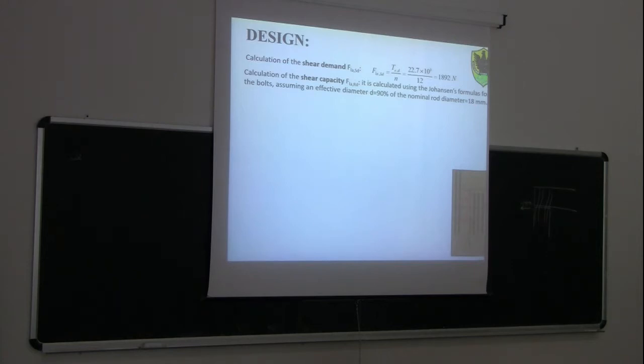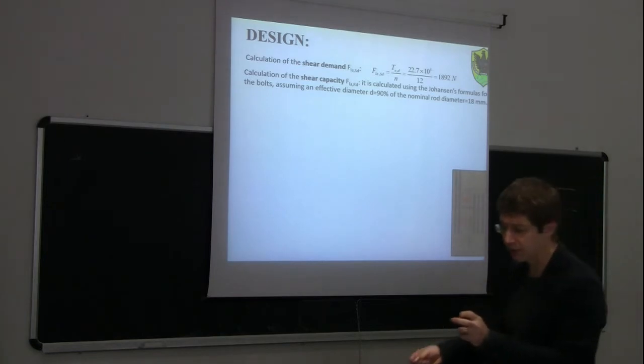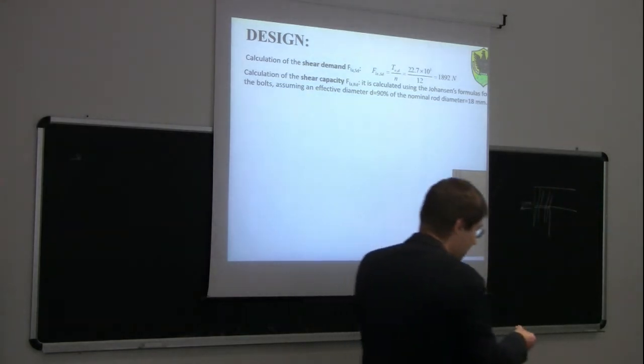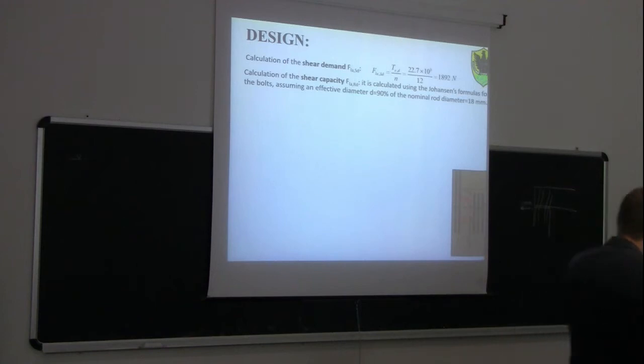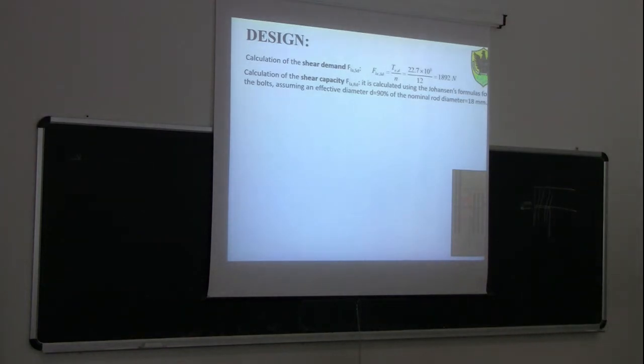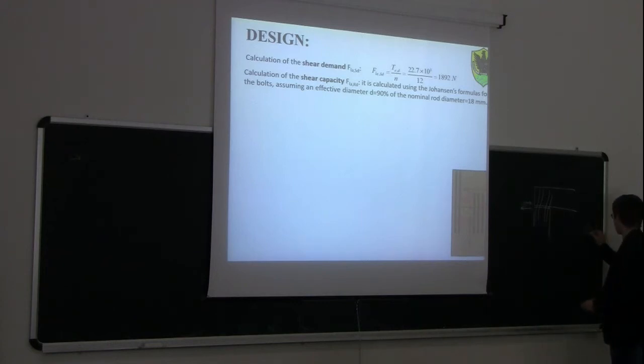This is just to allow for the fact that the rod is not smooth like bolts, but we have threaded rods, so there is a difference between the nominal diameter and, for example, the diameter of the thread and the diameter of the inner part of the thread. So this is what we have, something like this.